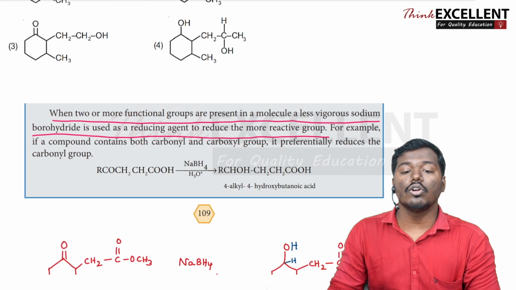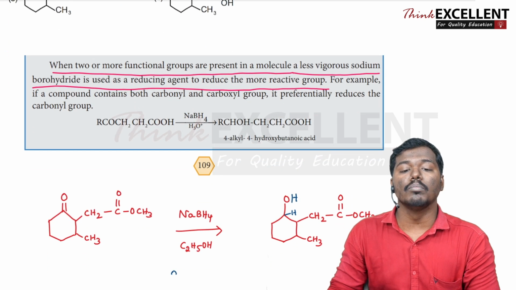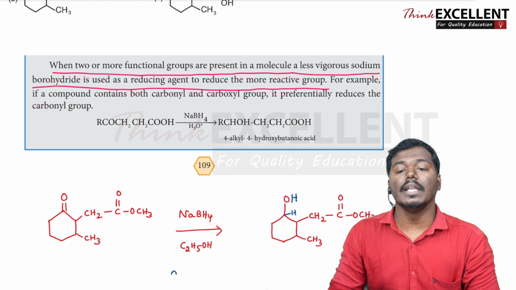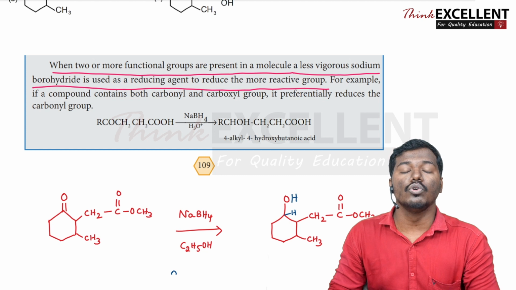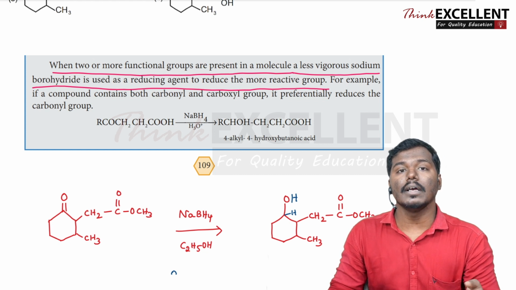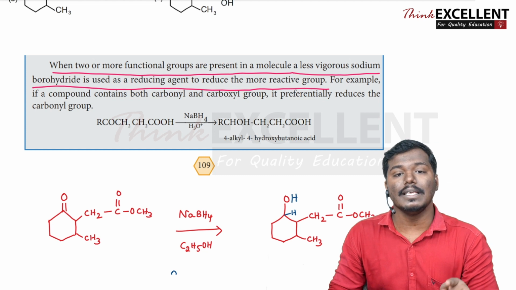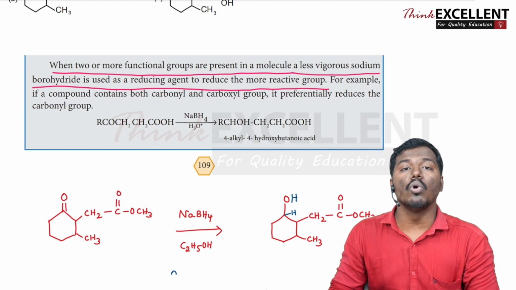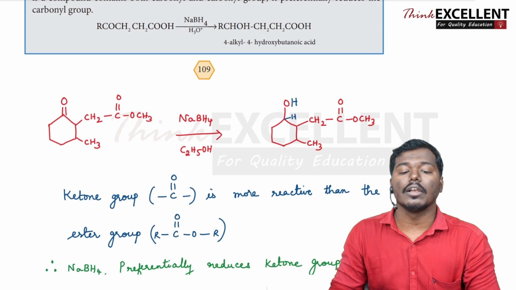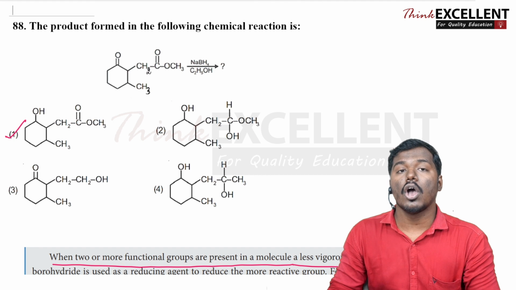So we have studied in the hydroxy compounds and ethers that when 2 or more functional groups are present in a molecule, sodium borohydride is less vigorous. So it is a mild reducing agent. Okay, so it will reduce only the more reactive group. Idhula more reactive group pathina, when you compare the ketone as well as the ester, the ketone is the more reactive group, so it will reduce the ketone group to form the alcohol. So here the ketone group is converted into alcohol. Okay, so the product which is formed is option number 1.